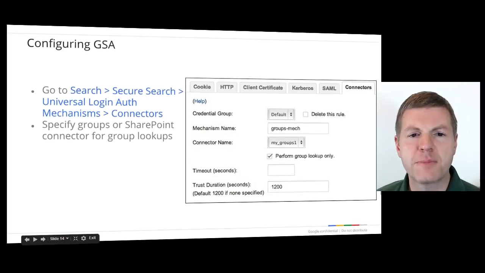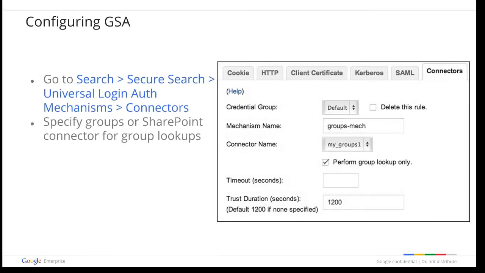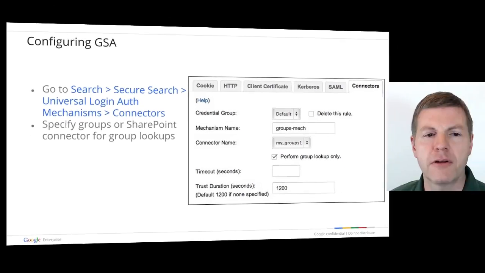The last step is to specify the connector to use for serve time group lookups. Go to the admin console, search, secure search, universal login auth mechanisms, and on the connectors tab, specify either the groups connector for file shares or the SharePoint connector for use with SharePoint. Check the box for group lookup only, give the mechanism a name for administration in the GSA, and save the configuration.